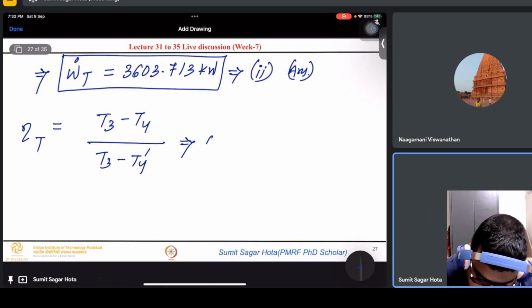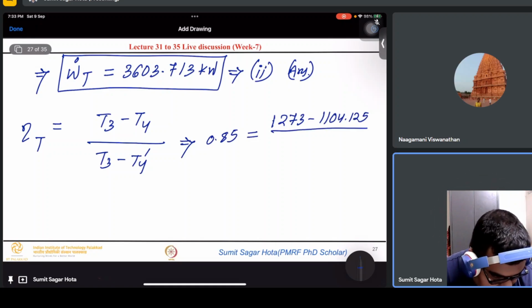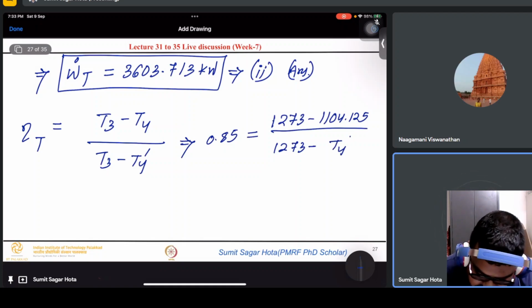So just substitute in the formula. Here one unknown is T4 dash. (1273 minus 1104.125) divided by (1273 minus T4 dash).